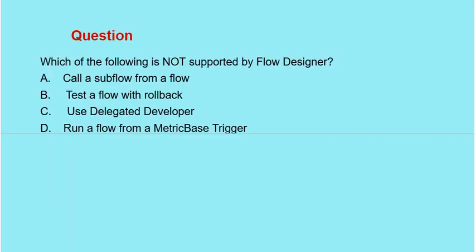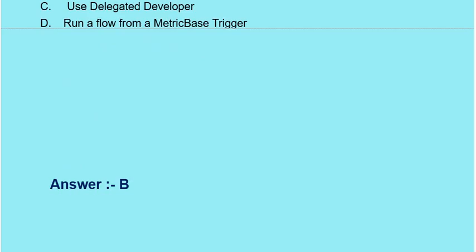Question is, which of the following is not supported by Flow Designer? Option A, call a server flow from a flow. Option B, test a flow with rollback. Option C, use delegated developer. Option D, run a flow from a metric-based trigger. Correct answer is option B.